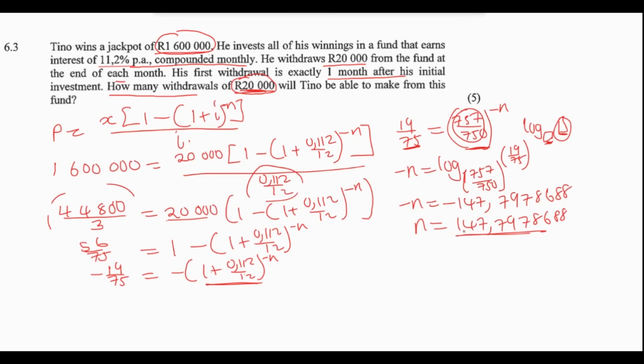It means Tino can make 147 withdrawals of 20,000. But how many withdrawals can he make? 148. But the 148th one, the last one, will not be 20,000 because it's a fraction. You see that? Because of the fraction. But now the question says, how many withdrawals of 20,000? So full 20,000, it will be 147. So Tino will make 147 withdrawals of 20,000.